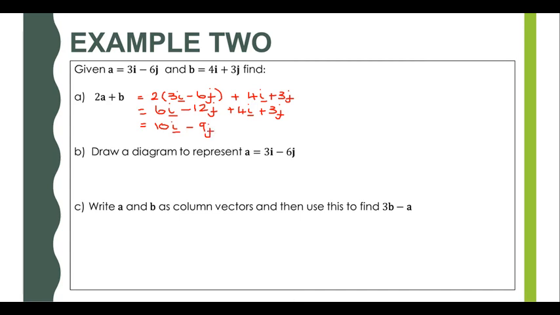For part B, I'm asked to draw a diagram to represent the vector A, which is equal to 3i minus 6j. So 3i is a vector in the x direction of 3 units. And minus 6j is a vector in the y direction, but downwards as it's negative. So we can then draw the vector A from end to end.